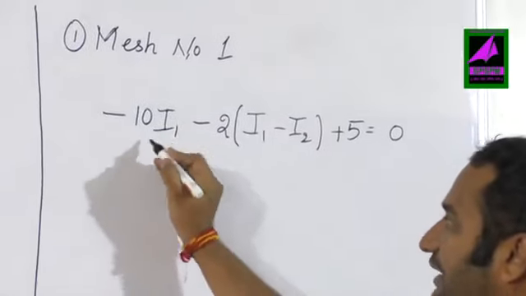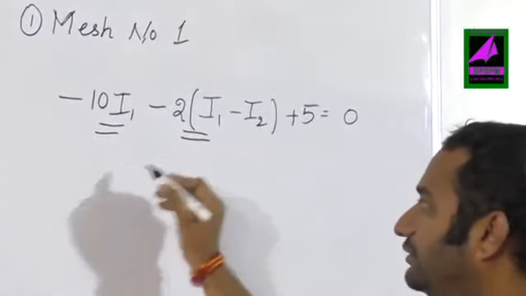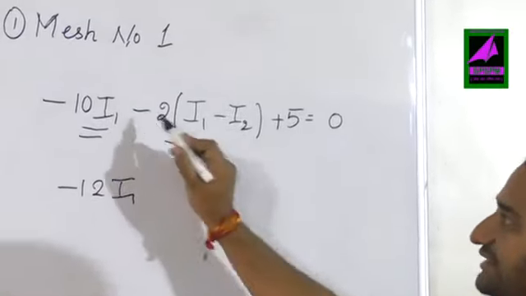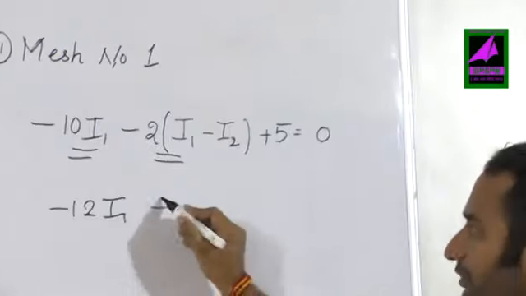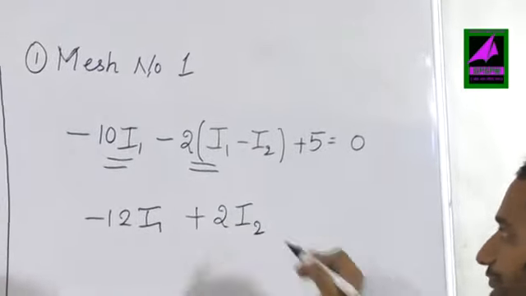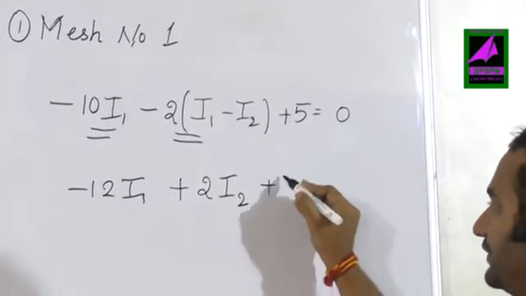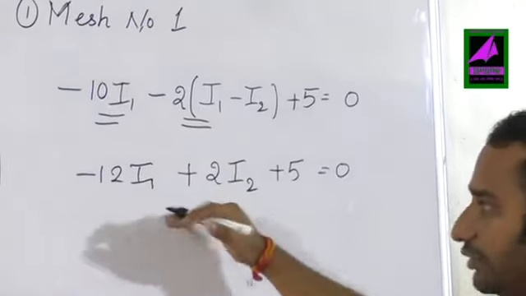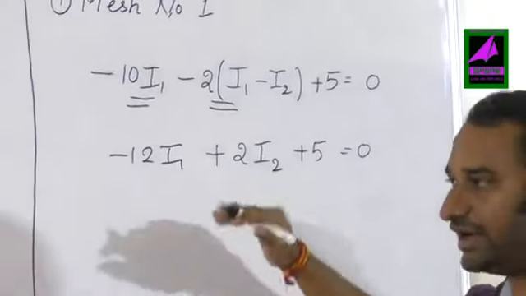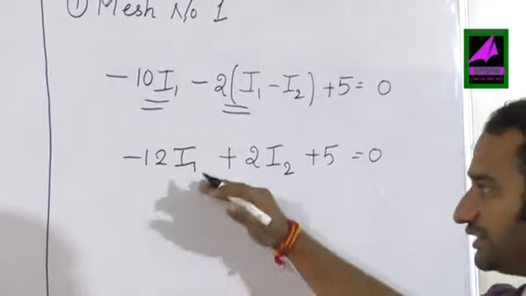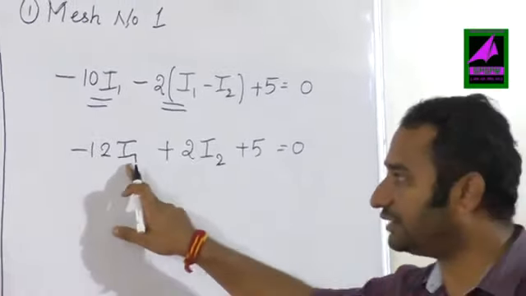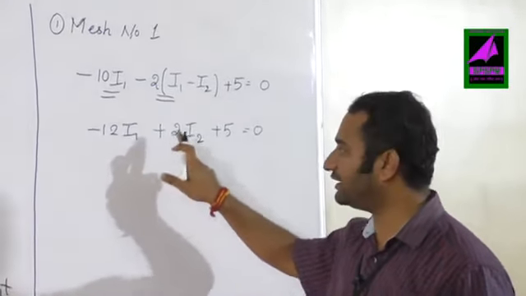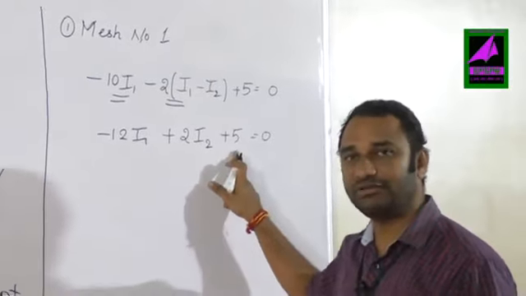So this becomes minus 10 I1 minus 2 I1 is minus 12 I1. This is only I1. Minus into minus is plus, then it becomes plus 2I2. Then we are left with plus 5 must be equal to 0. Just for the sake of simplicity, always we try to write, it is not a compulsion. For the simplicity, we try to write the current for which I am writing as plus, and for the current which does not belong to my mesh, I will write it as minus.